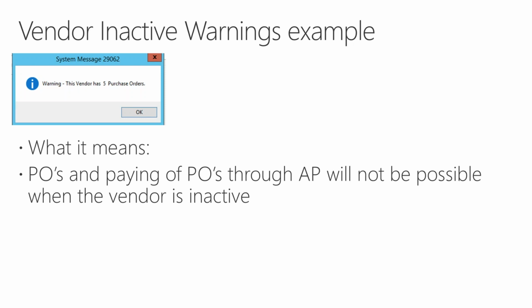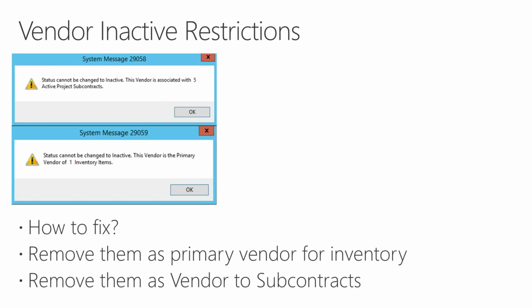Now, there are certain situations where we say we can't make them inactive. What do you mean? Well, in this case, we've got a vendor associated with 5 active project subcontracts. If you made them inactive, it's really going to mess you up. Or, in the case of inventory, this vendor has been set up as a primary vendor for an inventory item. If you turn them off, you're not going to be able to order from them and you're going to have problems. How do you fix it? In these two particular cases, you go into the screens where you assigned them, remove them, and add a different vendor or just take that out completely.